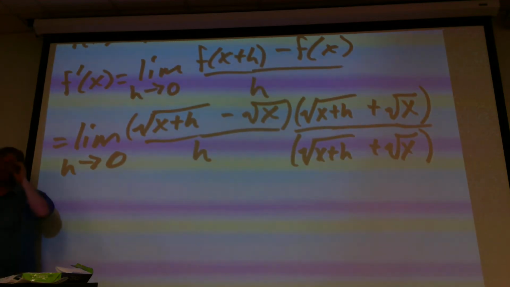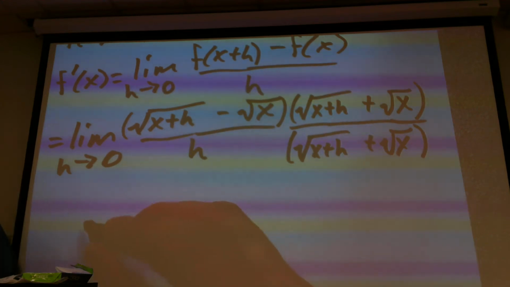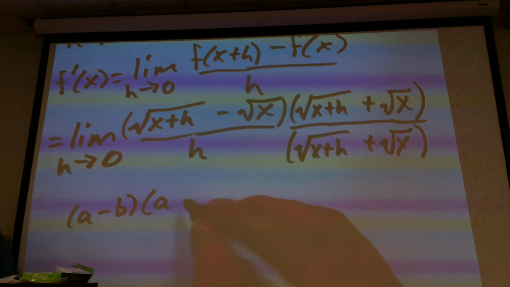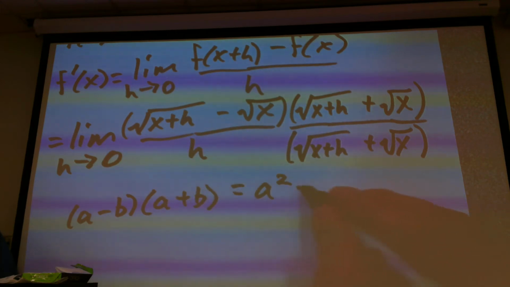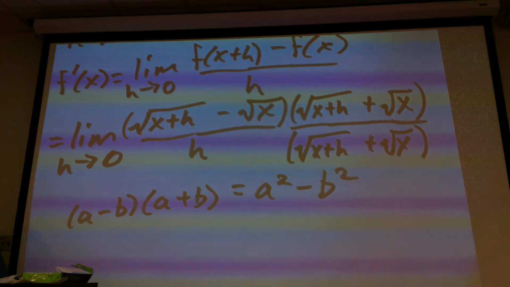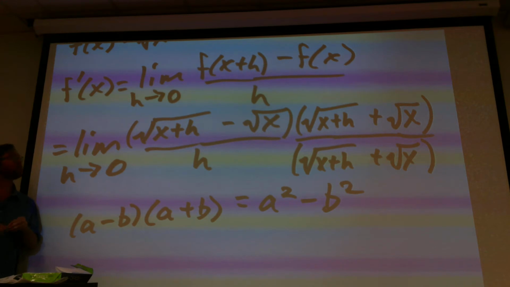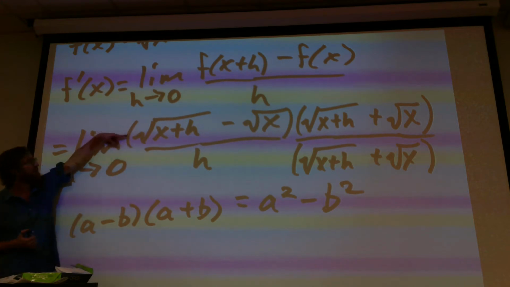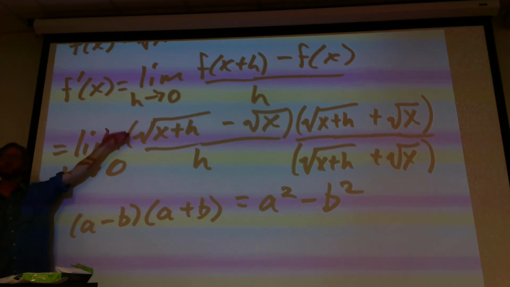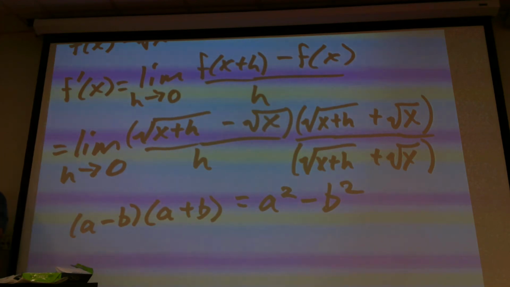All right, now what this is going to correspond to is if we have a minus b times a plus b, this is going to equal a squared minus b squared. Okay? And so what's going to happen with this top guy right here? This is going to be a, that's going to be b. So what happens when I square it? It's going to knock out the square roots.